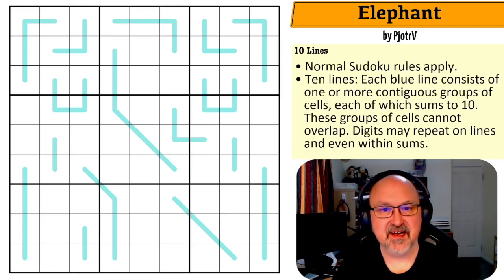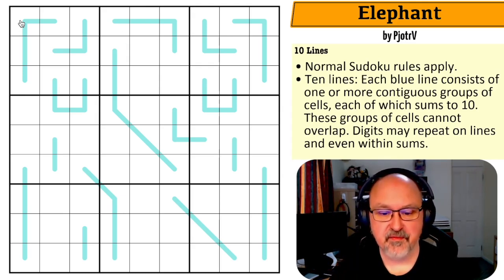So let's just have a look at the puzzle, shall we? Elephant by Peter V, or PjotrV. This is a constraint I've only done a couple of times before, and I think the main time I did this was the Fistemafell puzzle, which was over a year ago now. So this will be a bit interesting. So let's have a look.